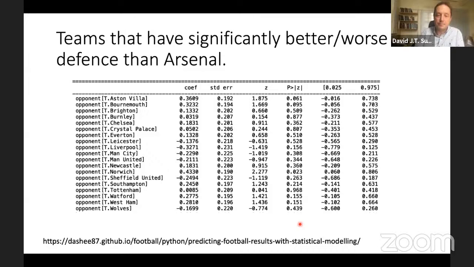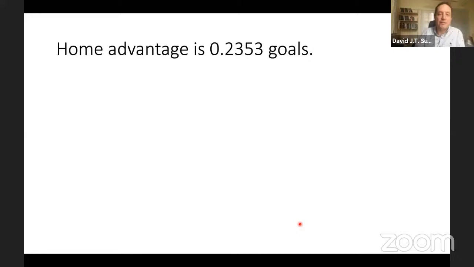Nice thing there is home advantage is 0.2353 goals. So I thought that was a nice thing to bring in. There is still a home advantage. It seemed to disappear. There's quite a few studies looking at how it disappeared a little bit during the indoor corona times. So you could actually measure that using this type of model.